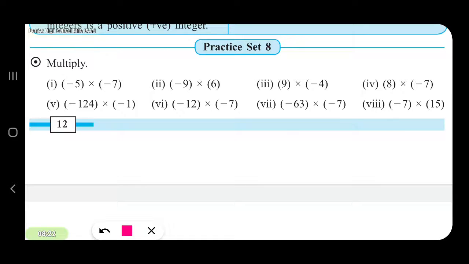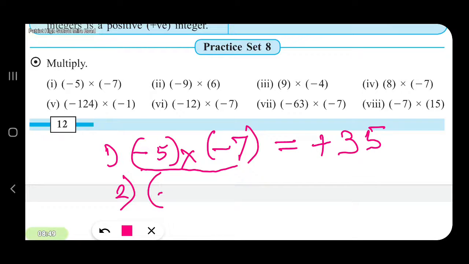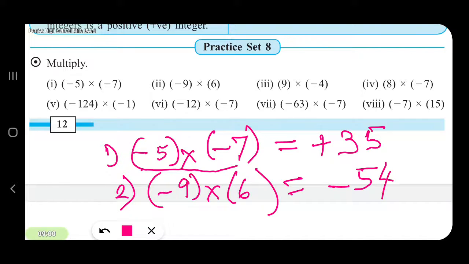Practice set 8. The first example, minus 5 multiplied by minus 7. The product of 5 and 7, 5 sevens are 35. But we know these both are negative, so the product of two negative quantities is positive. Now let us take the second example. The product of one negative and one positive will be a negative number. 6 nines are 54, negative.